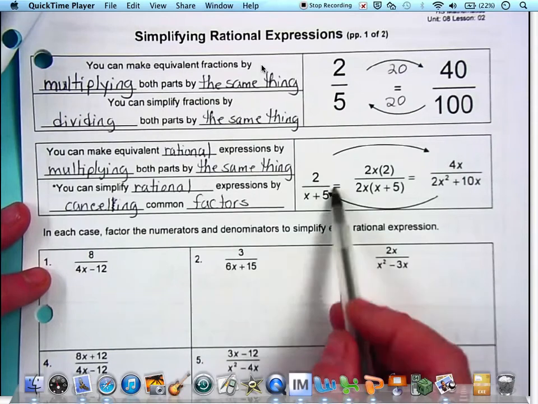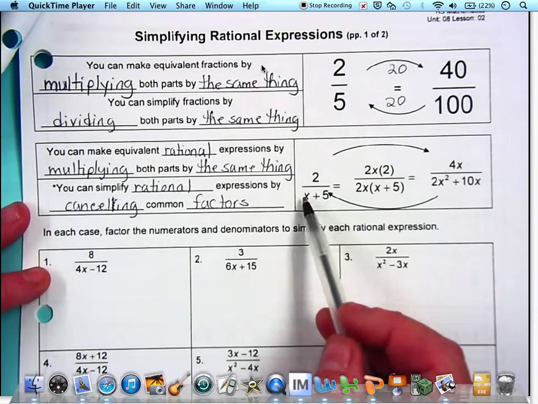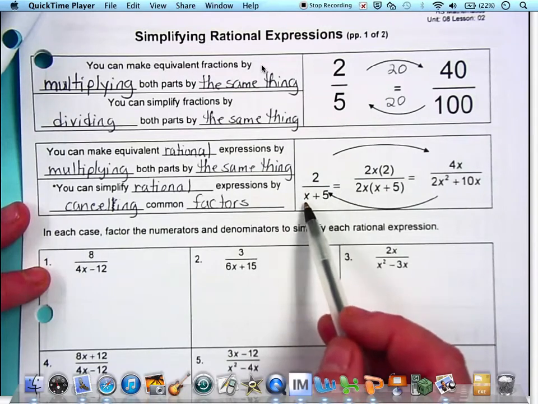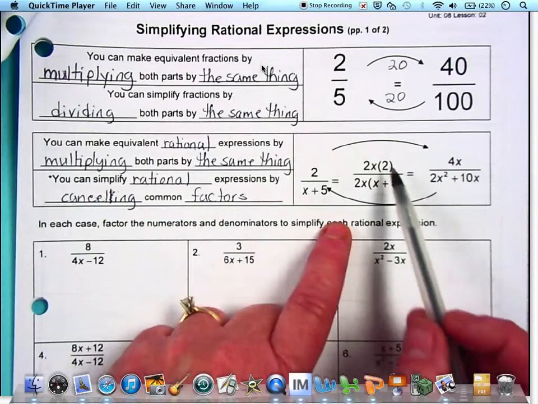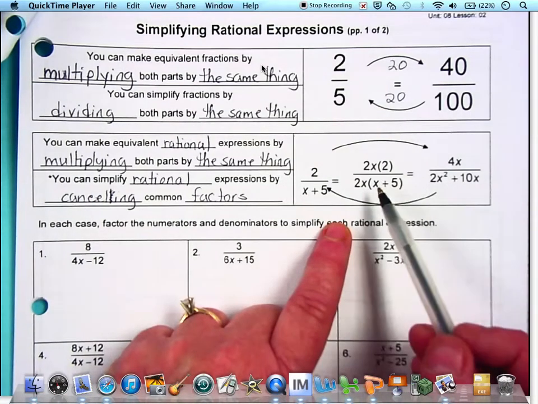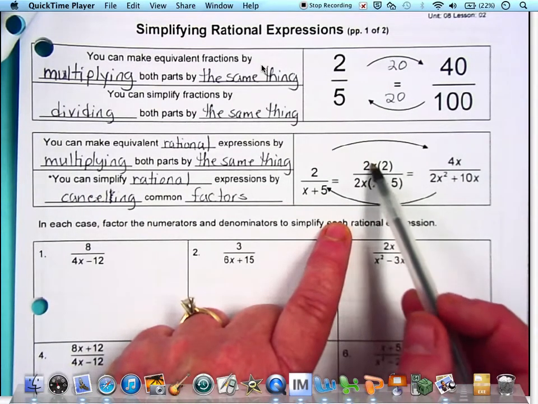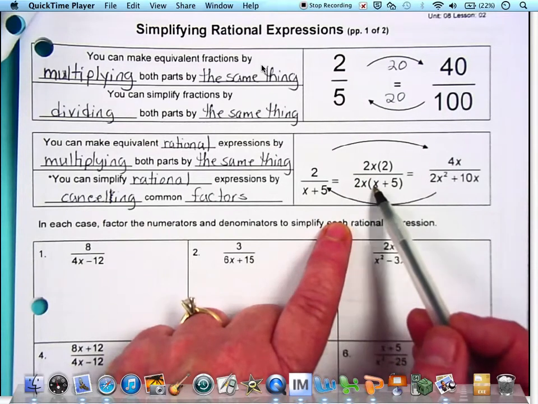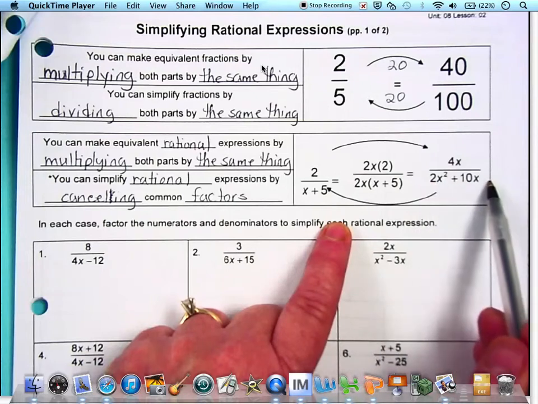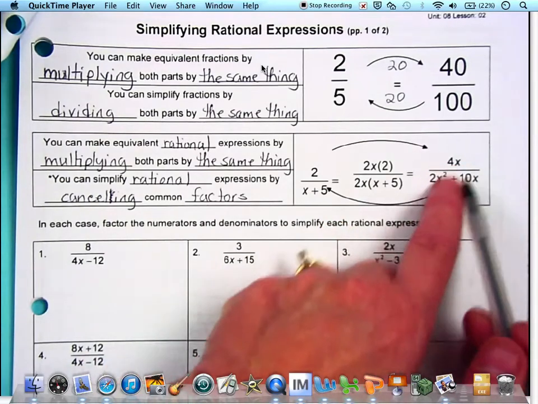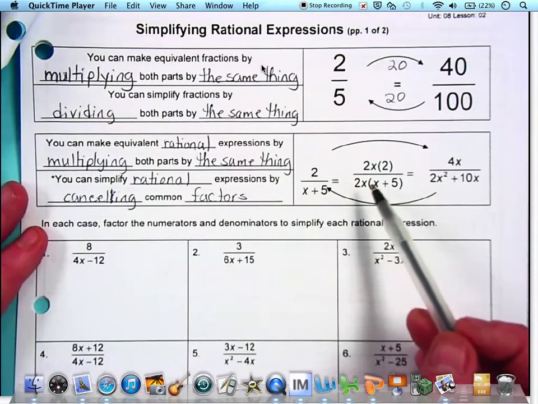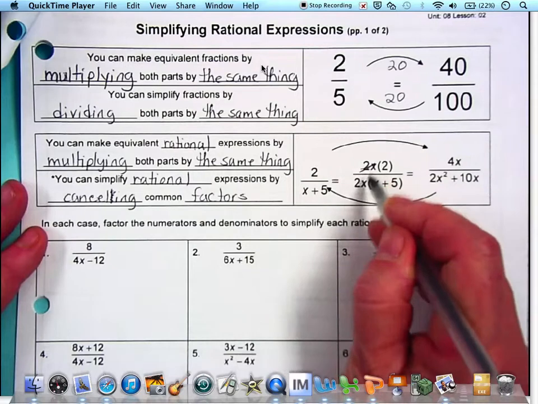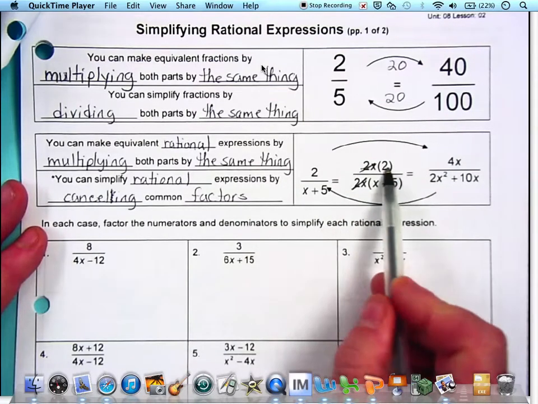Okay. So this is a rational expression because it is a ratio or a fraction and it's got variables, an x. Okay. And then what did they multiply both the top and the bottom by to get this? 2x. Okay. So 2x times 2 was 4x, and then 2x times x plus 5 was 2x squared plus 10x. And then if you want to go back from here to here, you could cancel common factors. We can cancel these 2 x's out because they are multiplying.